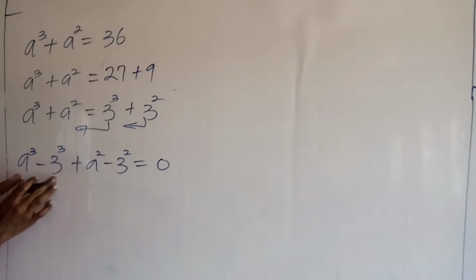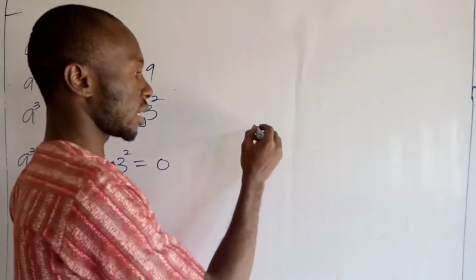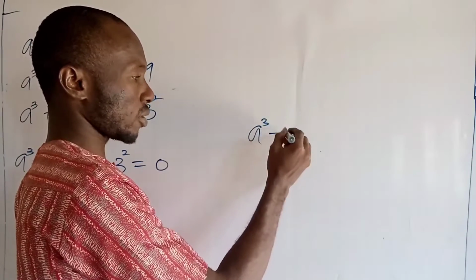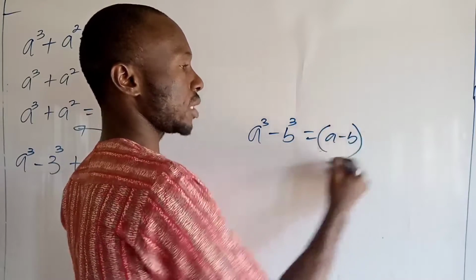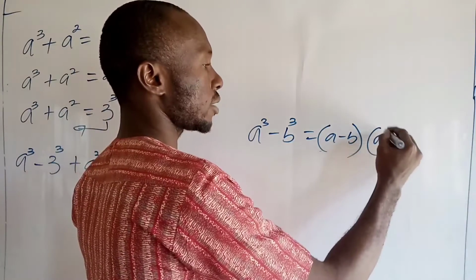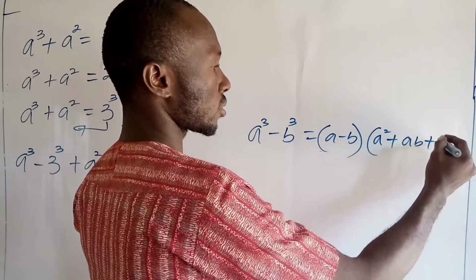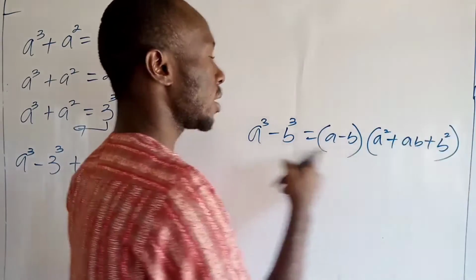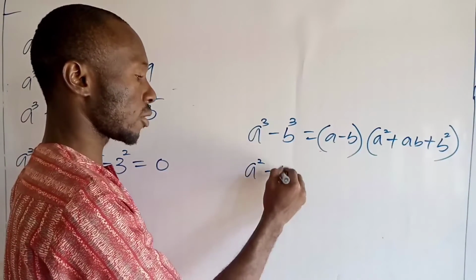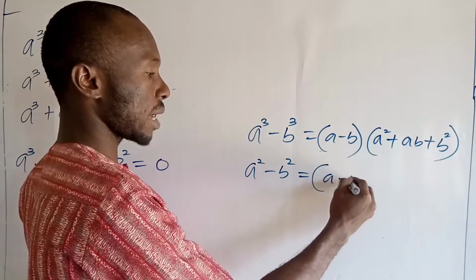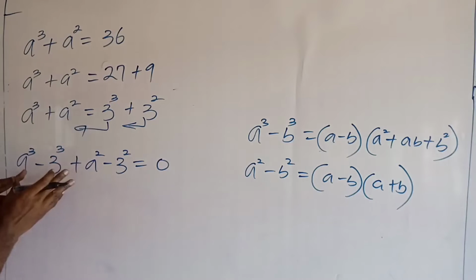And this is a difference of cubes and this is a difference of squares. For a quick reminder, a cubed minus b cubed is going to be expressed as a minus b times a squared plus ab plus b squared, for the difference of cubes. And for the difference of squares, a squared minus b squared is going to become a minus b times a plus b. So let us apply all of these things here.